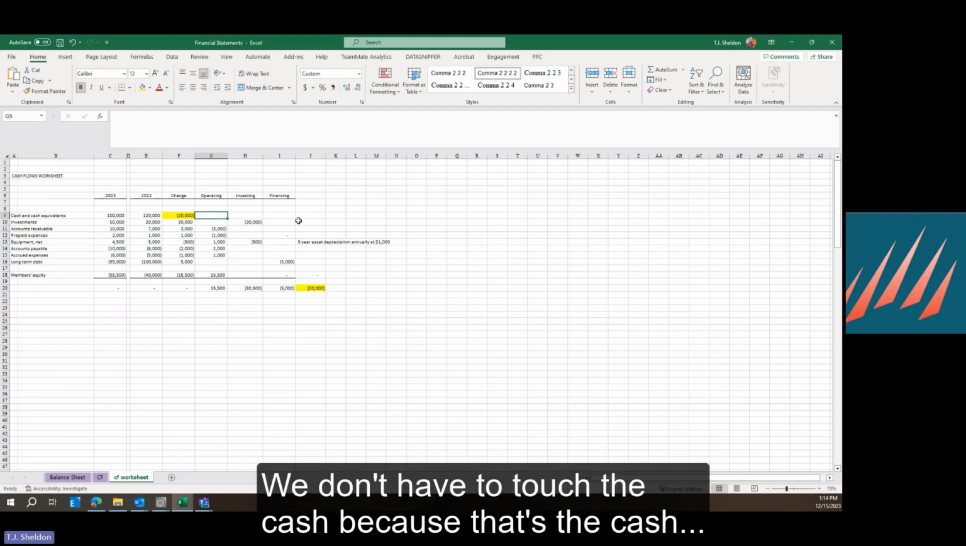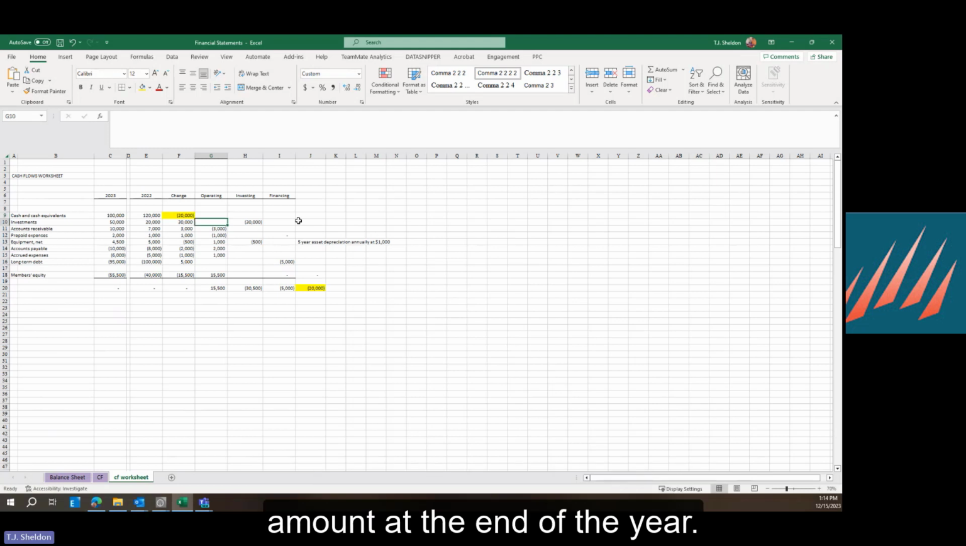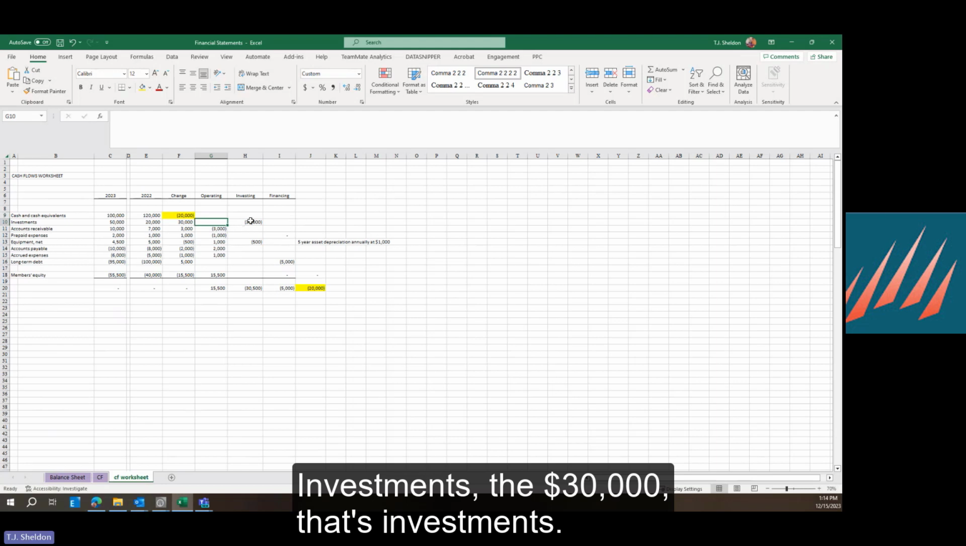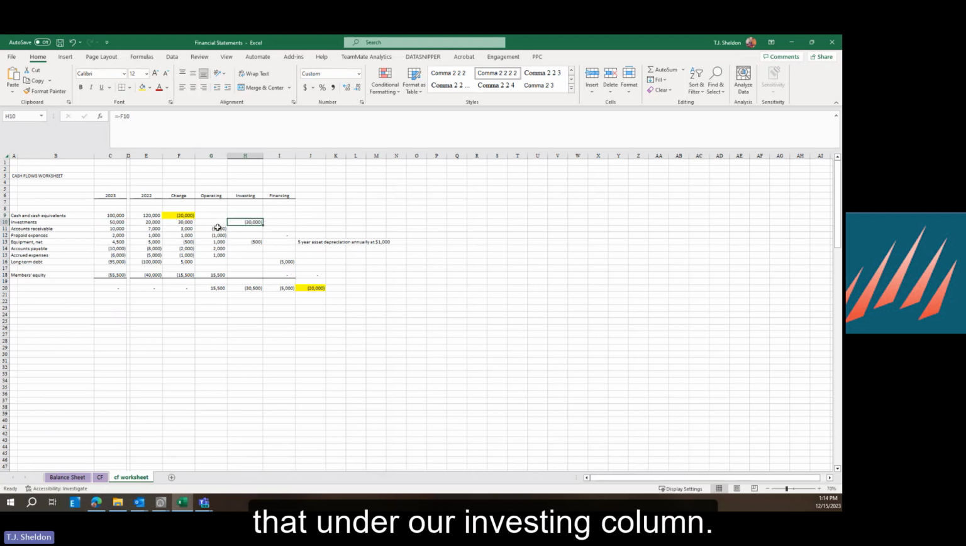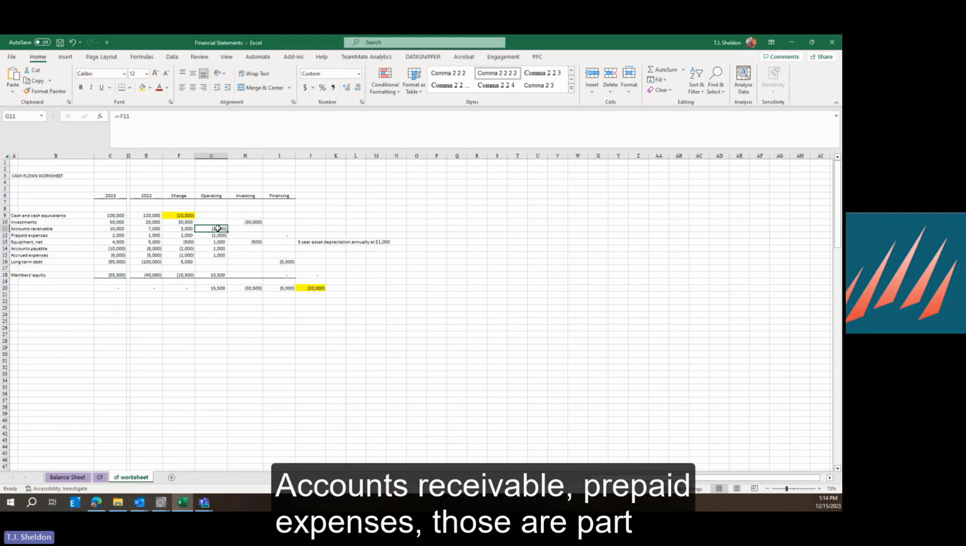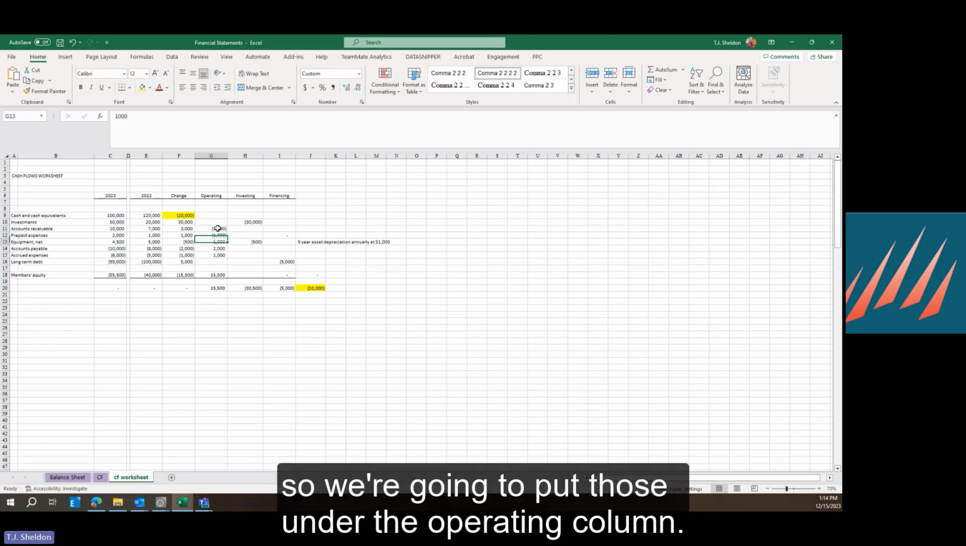Once we have the changes, we have to go through each line item to decide which column it appropriately fits in. We don't have to touch the cash because that's the cash. The change in the cash is a cash amount at the end of the year. Investments, the 30,000, that's investments. We purchased 30,000 of investments, so we're going to put that under our investing column.